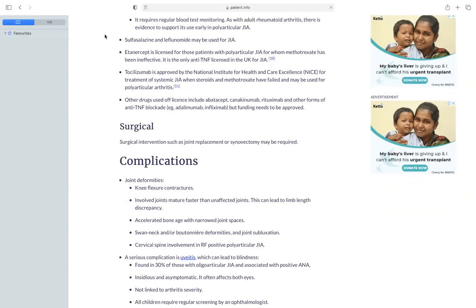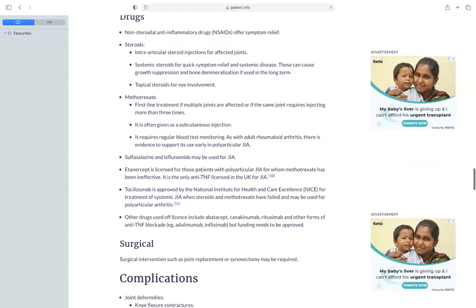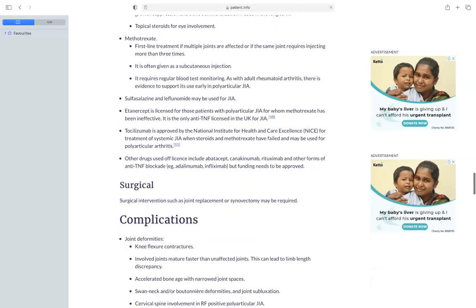But mainly go with the top 3. One is NSAIDs for symptom relief, and steroids everywhere. You can remember steroids everywhere, like eyes topical, intra-articular, and also systemic. But nowadays, first line can also be methotrexate directly if there is multiple joint involvement, or if for one joint you are giving repeated steroid, they will choose methotrexate. You have to do blood monitoring if you use methotrexate.